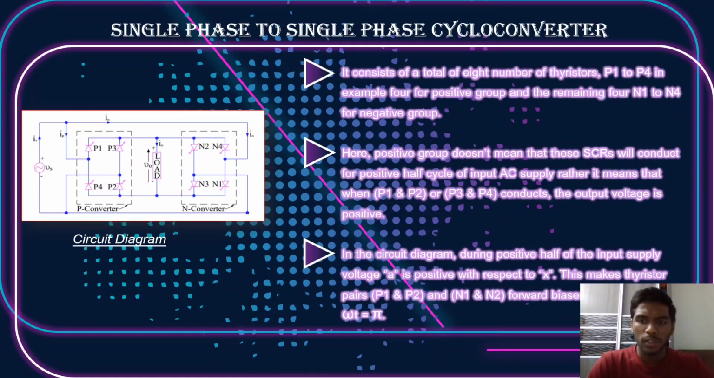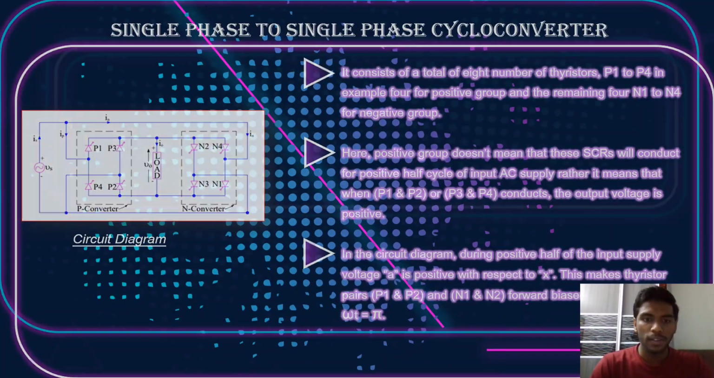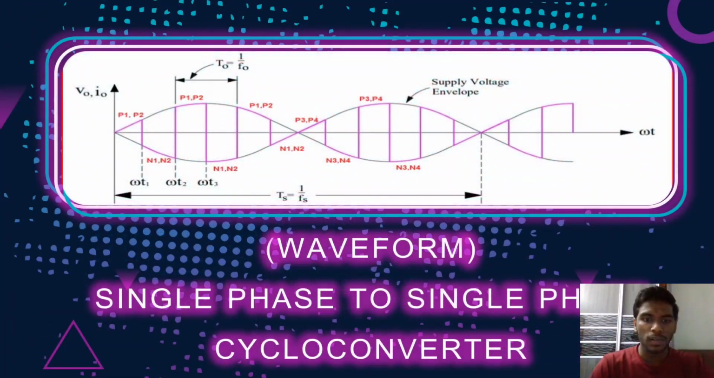In this circuit diagram, during the positive half of the input supply voltage, A is positive with respect to X. This makes the thyristor pairs P1 and P2 and N1 and N2 forward biased from ωt equals 0 to ωt equals π. So here's the waveform for the single phase to single phase cycloconverter.